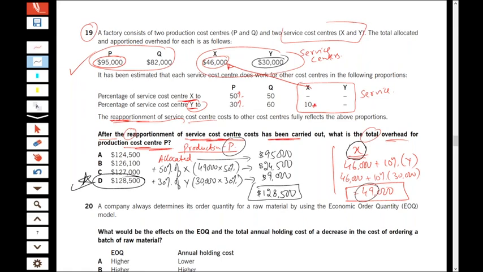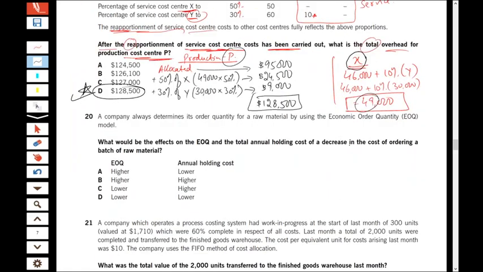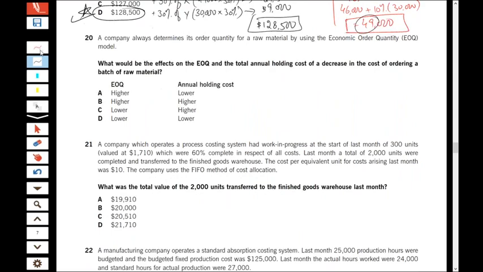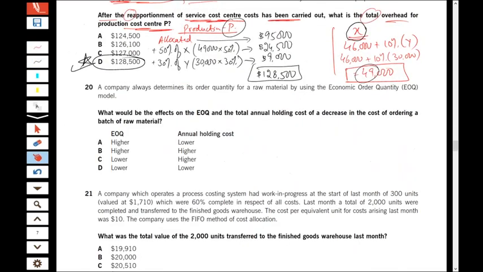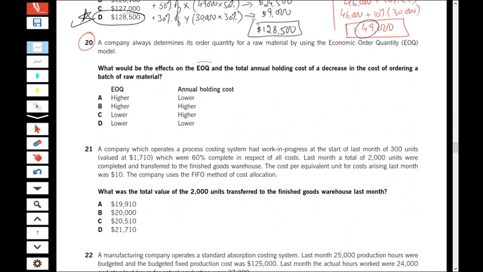Okay. Now the next question is question number 20. EOQ. Now, what is EOQ? What is economic order quantity? EOQ means economic order quantity.